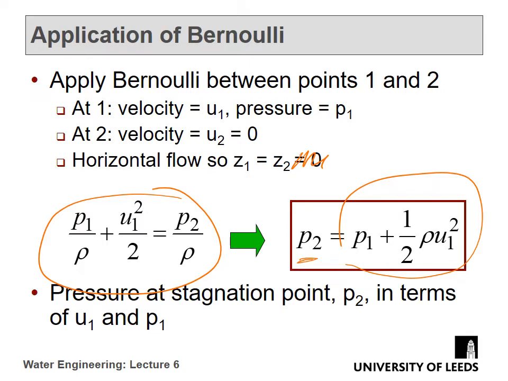Pressure at stagnation point P2 in terms of U1 and P1. So this is stagnation pressure, and we'll use this quite a lot in some flow measuring devices. This is the fundamental expression used for the pitot tube, which we'll use for measuring velocity.